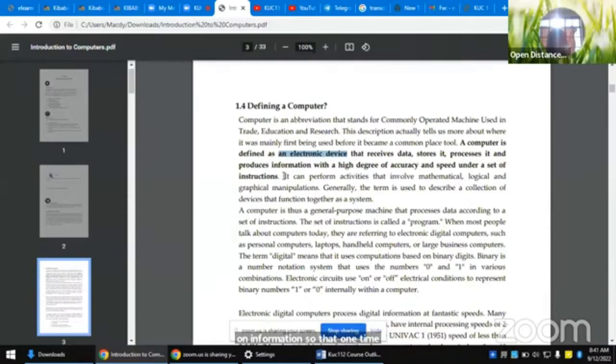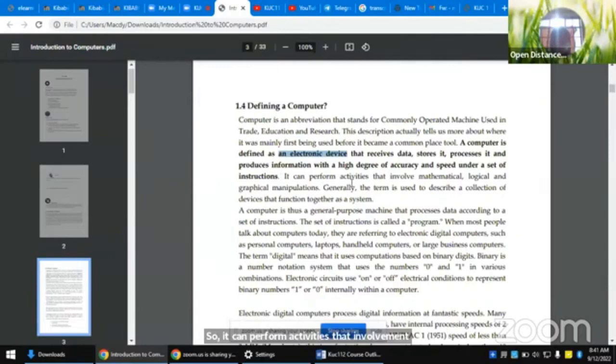Another thing is the input: it receives data through input. When we look at the hardware, we are going to look at the input devices, the output devices, and even the processing devices. So you will know what all these are in the next topics that we're going to look at. It can also perform activities that involve mathematics, logic, and graphic manipulation.